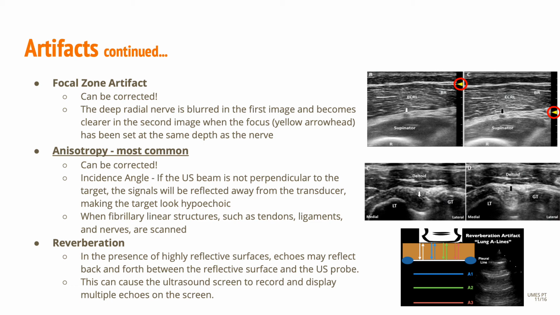Anisotropy is the next artifact, and it's the most common. This one can also be corrected. This one has to do with the incidence angle. So it's the angle of the transducer in relation to the target structure.